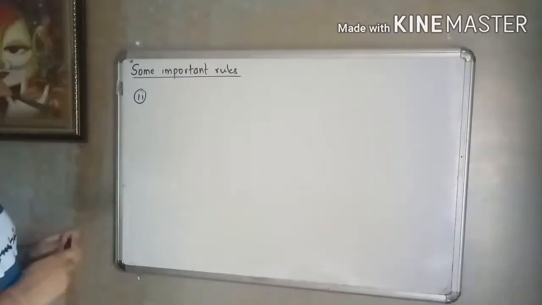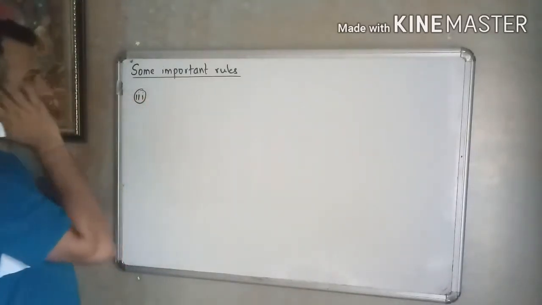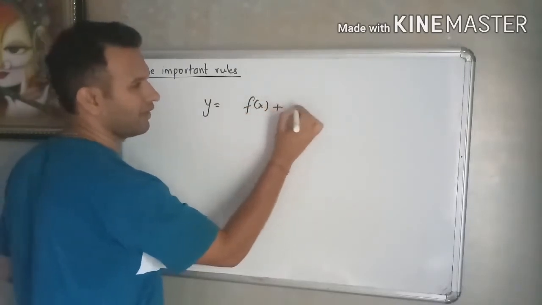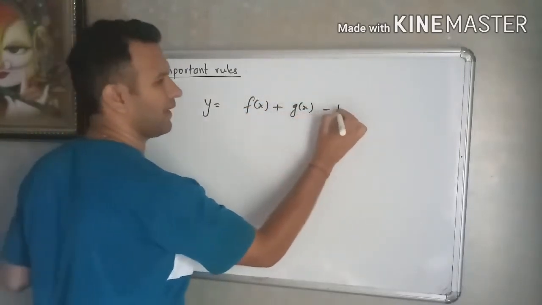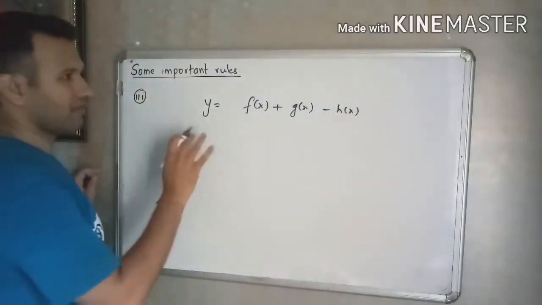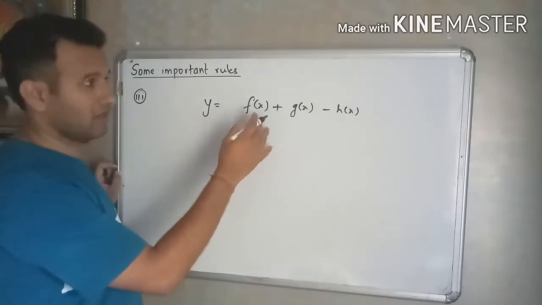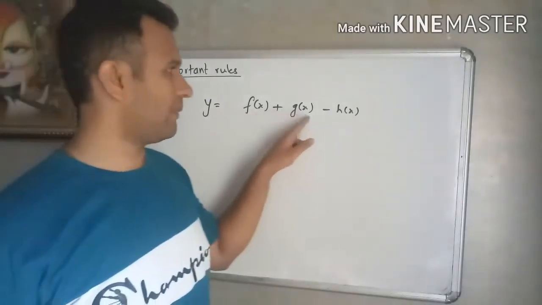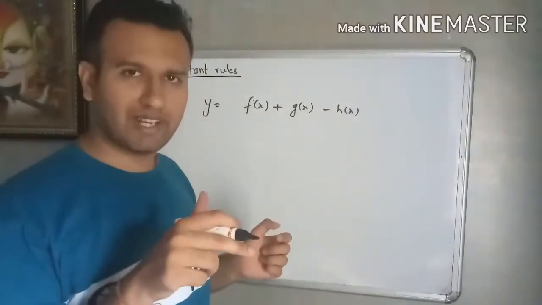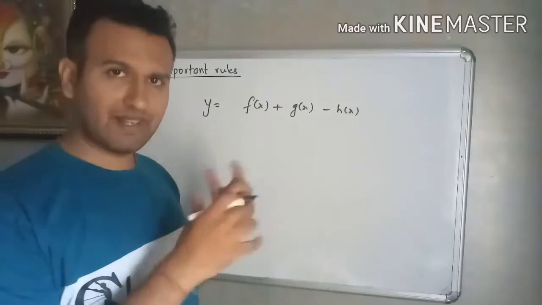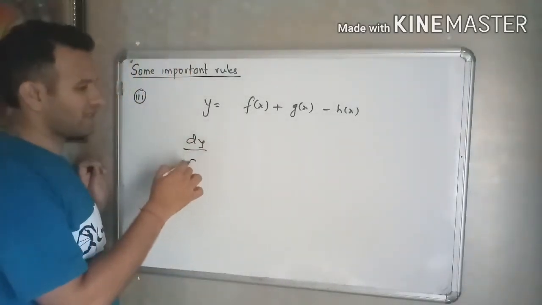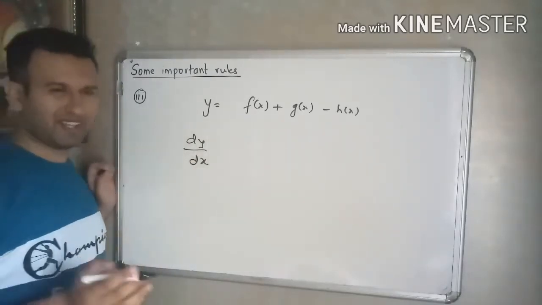Now let us discuss the third rule. The third rule is, if you have, let us say, a function like this: f of x plus g of x. Let us take one more function, minus h of x. So there are three functions like this, and we can see that these are all functions of x, dependent on x, right? So we'll have to see how this function will vary when x varies. That means we have to find its derivative, its rate of change with respect to x, right?